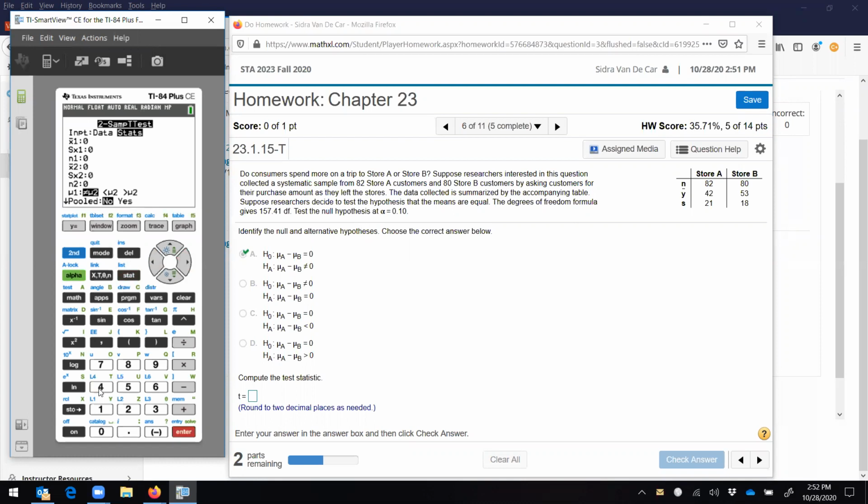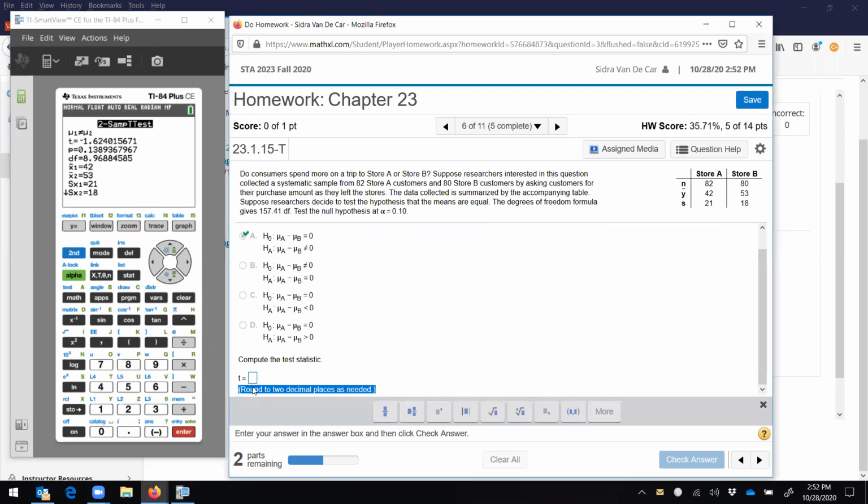All right, let's put in our statistics. Mean 1 is 42. The standard deviation is 21. And the n is 82. Mean 2 is 53. Standard deviation is 18. And the n is 80. And we have a does not equal hypothesis and calculate. All right, so our t is negative 1.624.